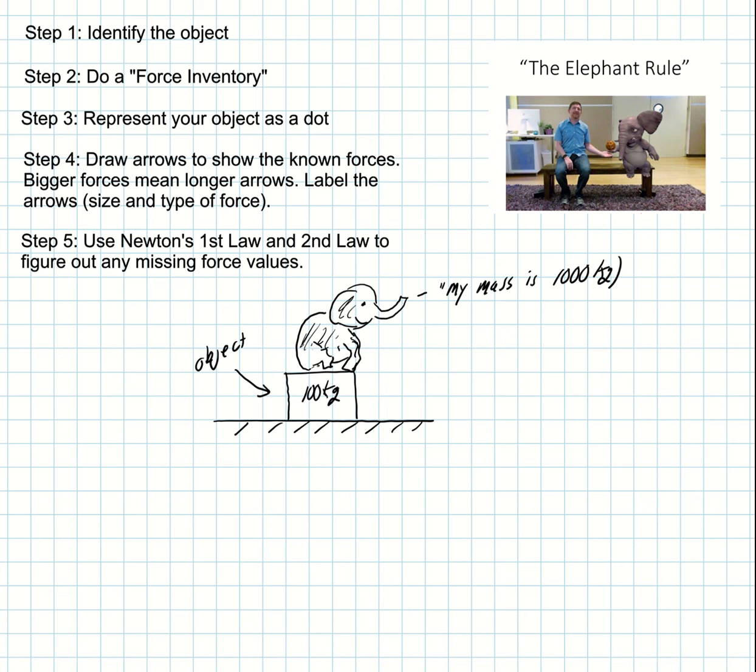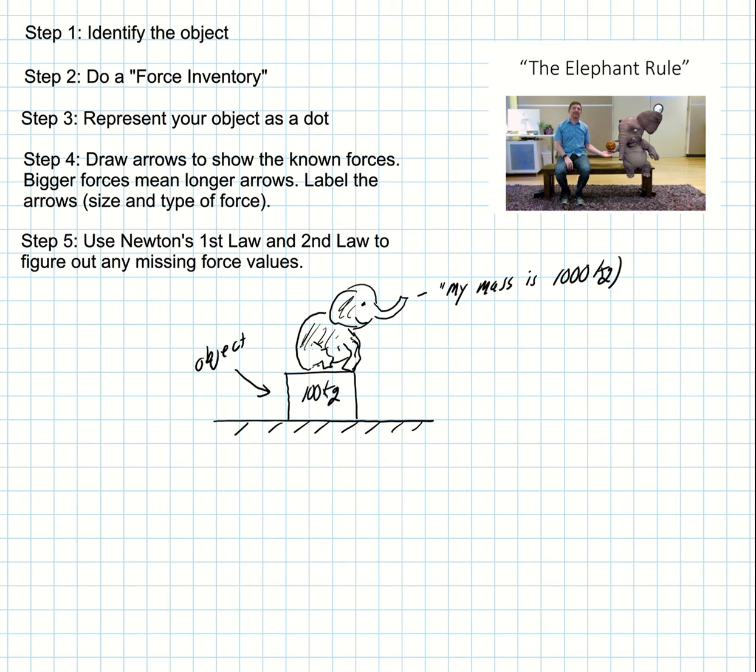Okay, we're going to do another force diagram for an object. In this case, it's this 100 kilogram, I'll keep calling it a crate, like a box. And notice that there's something weird going on here, which is that there is an elephant sitting at rest on top of our object. So we're going to follow the same 5-step process, but we're going to have to use something, it's a silly name, but I call it the elephant rule in order to figure this out. Okay, so let's get started.